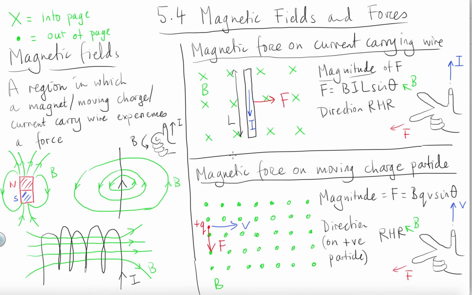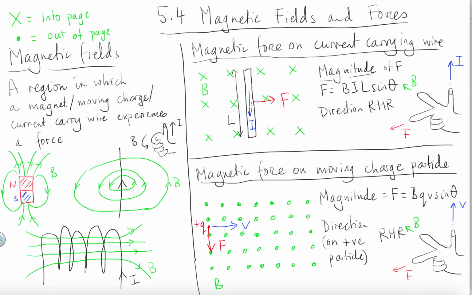Now, it turns out that there are two cases in which we can experience a magnetic force. One is if we have a current carrying wire within a uniform magnetic field of strength B, and the other case is if we have a charged particle moving at a velocity v in a uniform field. And in terms of notation, a cross in vector notation means that the field is going into the page, and a dot means the field is going out of the page.